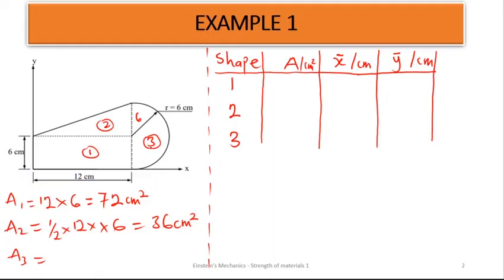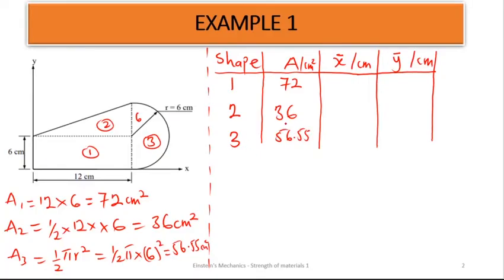My figure 3, which is A3, is a semicircle, and we know the formula for the area of a circle is pi r square. So this is half of a circle, that is going to be half pi r square, and that is half pi, the radius is 6, and that is squared. So with this, you are going to get your area to be 56.55 centimeter square. So you can bring them here. Area 1 has 72, area 2 has 36, and area 3 has 56.55.